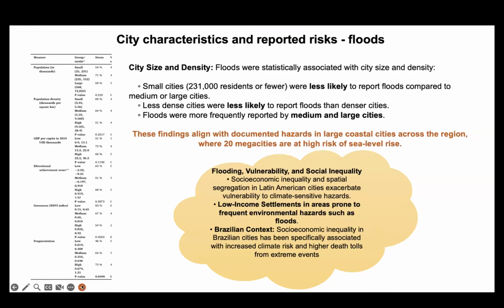Now let's go back to the city characteristics and reported risk plots. We saw that, looking at city size and density, floods were statistically associated with city size and density. Small cities were less likely to report floods compared to medium and large cities. And when you think about current realities, it's very common in Latin America, and particularly in Brazil, to have informal settlements in regions that are really prone to floods.